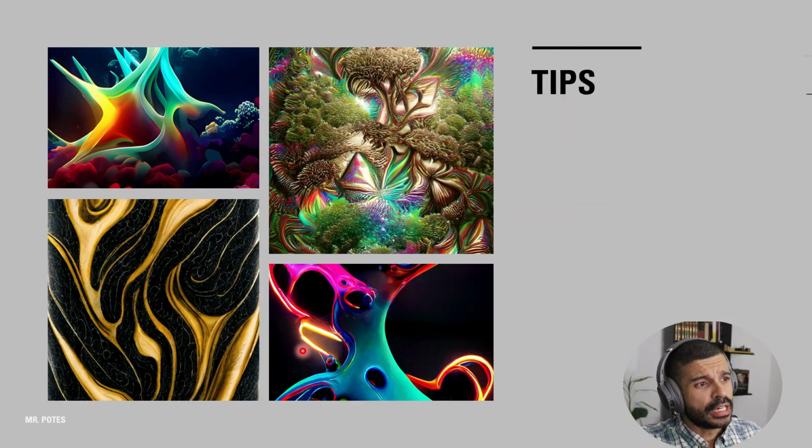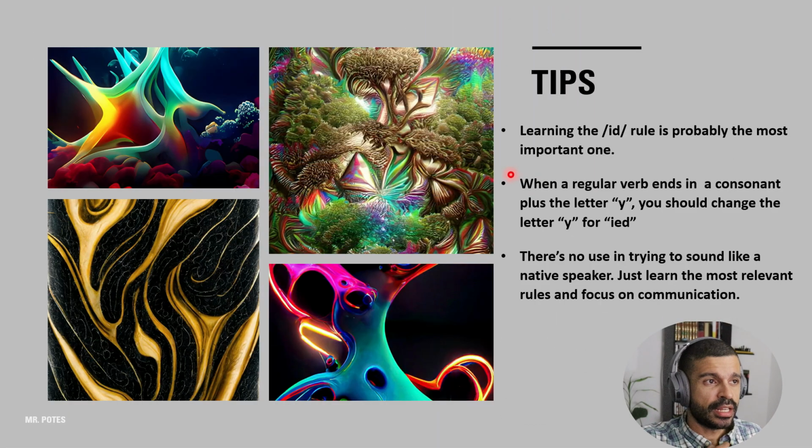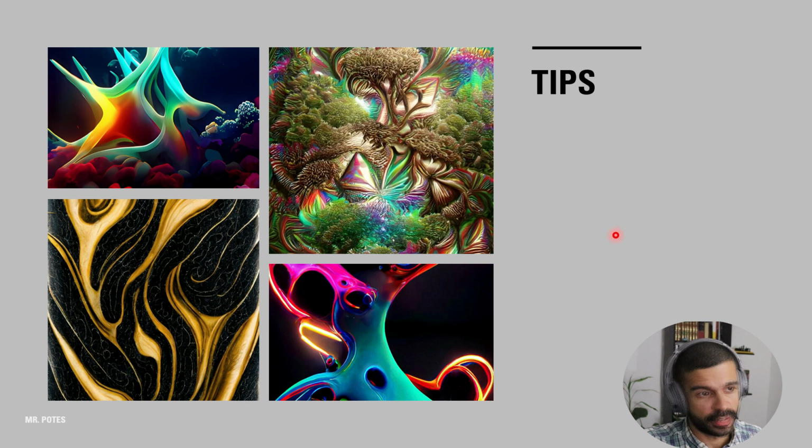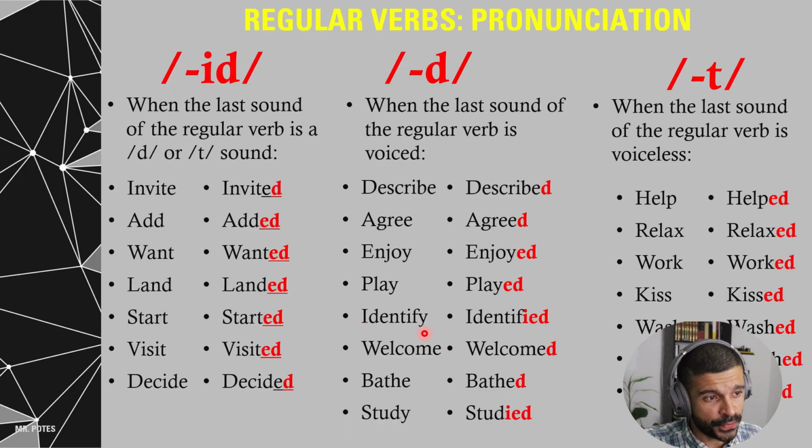All right, now I give you some tips. Basically, I already gave you the first tip, learning the ID rule. The second tip I want to give you is when a regular verb ends in a consonant plus the letter Y, you should change the letter Y for IED. That is in terms of writing. Example, identify in present ends in the letter Y. When we write it in past, we have to change the letter Y by I, right?